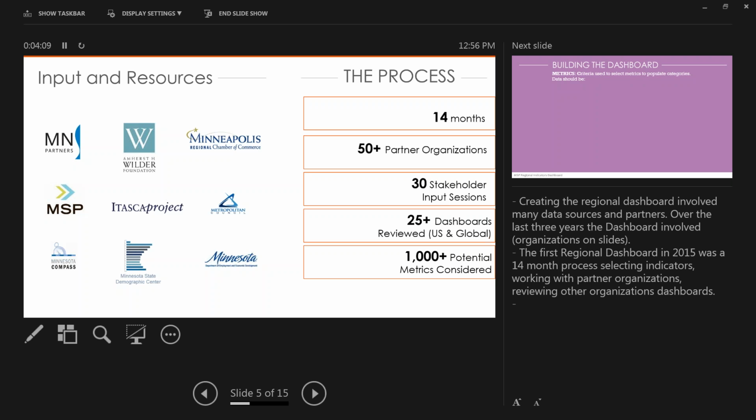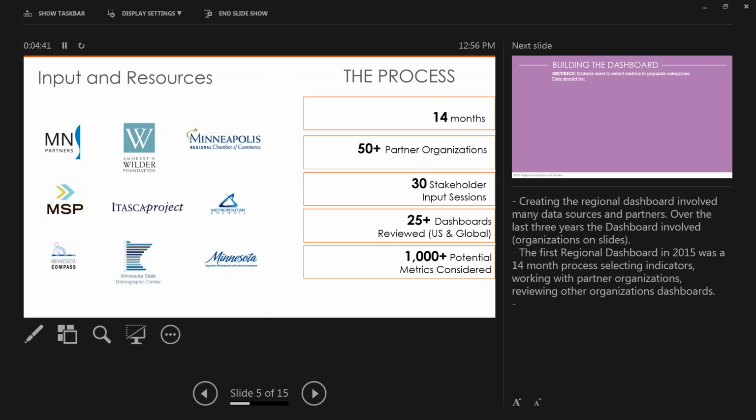And so the process, the first dashboard was in 2015. It was a 14-month process where we talked to stakeholders across many organizations, some listed on the screen here, as well as receiving data from. So 50 partner organizations, including Itasca, Met Council, Feed, Demographic Center, business groups, not-for-profits, to try to get a measure of what we want to measure.